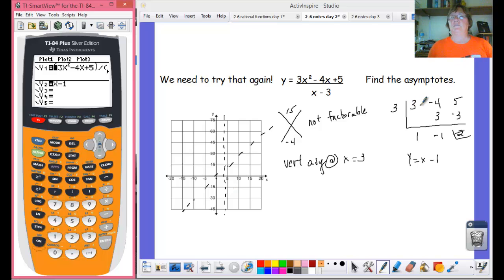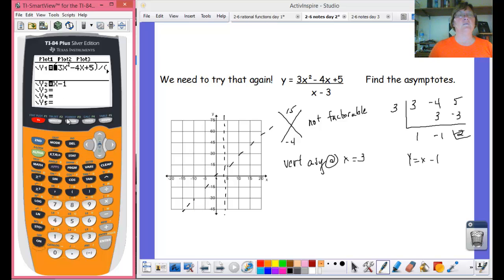To find the slant asymptote, I divided top by bottom, and it's just a coincidence that it happened to come out to be the same line, y equals x minus 1. Now before I try and sketch the graph, I'm going to take a look. I don't know for sure what this is going to look like, although I have a sneaking suspicion it's going to be here and here. I want to check to make sure.